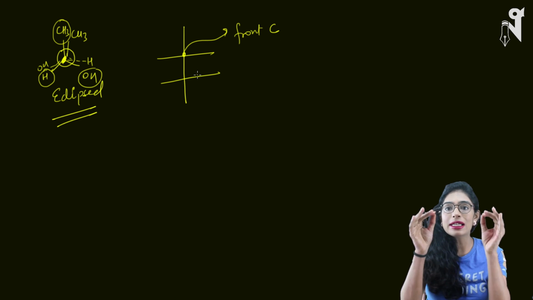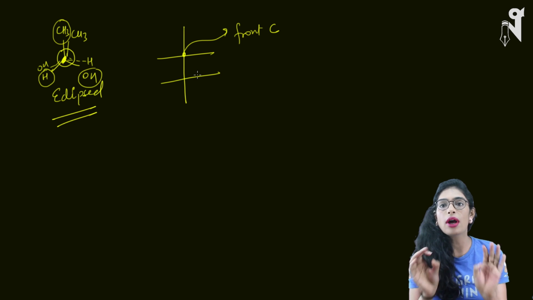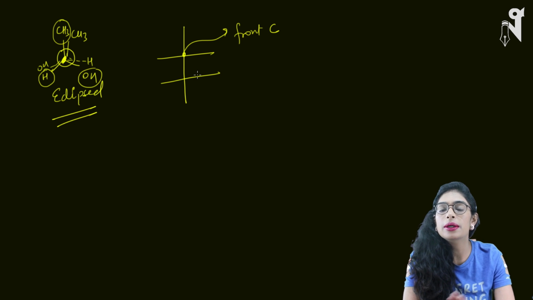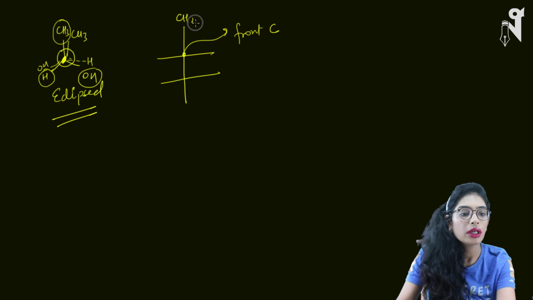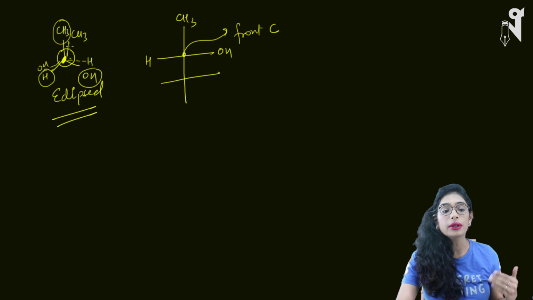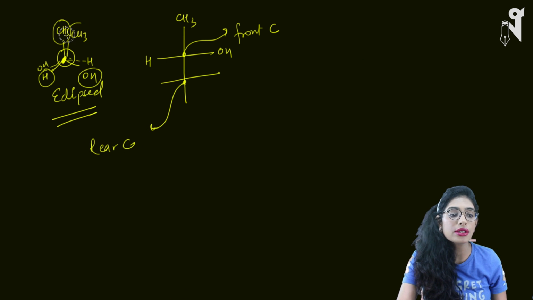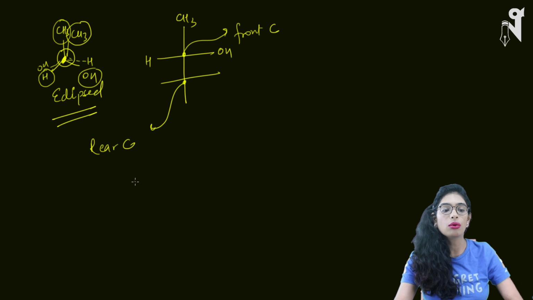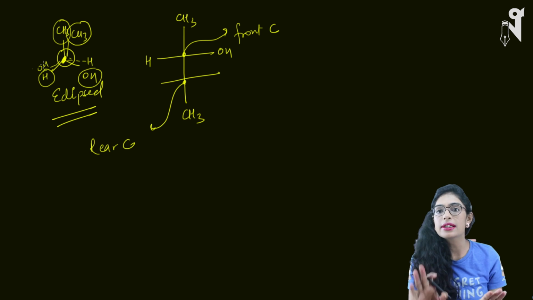So this is going to be my front carbon. Exactly the same way the groups are placed in the Newman projection, you have to place them on your Fischer projection. So CH3 is on the top, then H on the left, and OH on the right. Simple. Now the other carbon, the back carbon, is the second carbon. This is your rear carbon, and it has CH3 attached. So let's put the CH3 down here, and the rest of the attachments will remain exactly the same in direction.